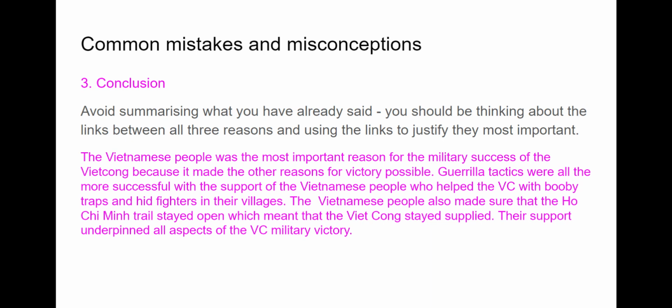So in this instance, you'll see my second sentence says that guerrilla tactics were all the more successful because the Vietnamese people supported them. So the villagers were hiding fighters, they were setting the traps. And then the second last sentence talks about how they were also crucial to the Ho Chi Minh Trail because they helped keep it open. So I found a way to argue that the support of the Vietnamese people is so crucial to the other two reasons that it makes it the most important. And I think that's a great way to think of forming a conclusion: look for those links between them.